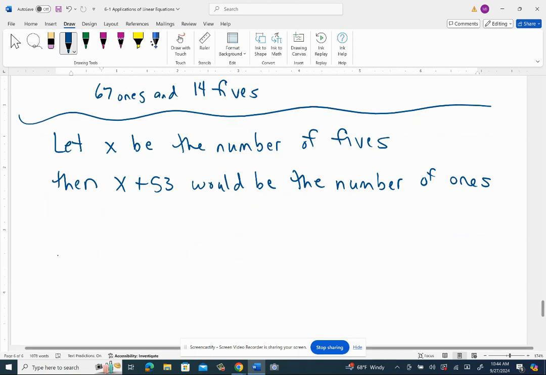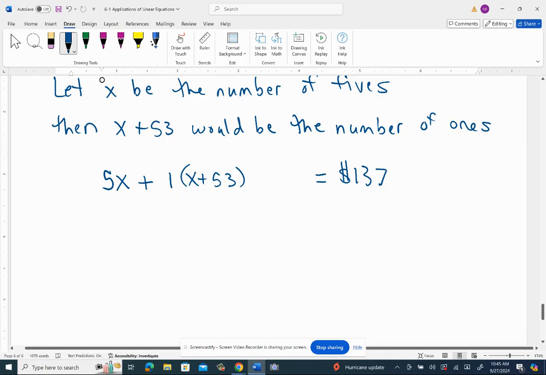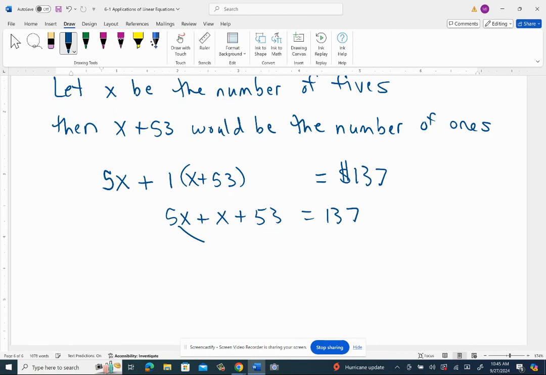And then we know the total amount of money she received in tips was 137. So if she had X fives, they're worth $5 each. And then she had X plus 53 ones, they're worth $1 each. So that should total to be $137. And now we have an equation that we can solve. So 5x plus x plus 53 has to be 137. These are like terms, so 6x plus 53 would be 137.